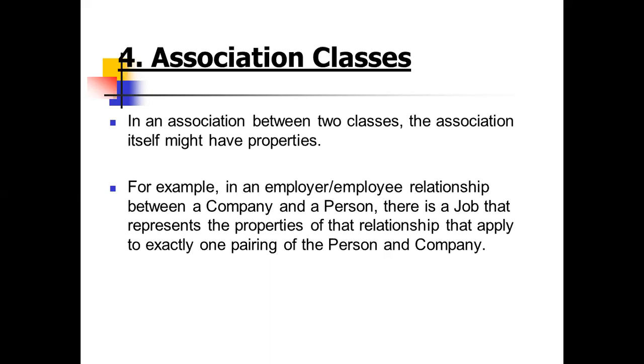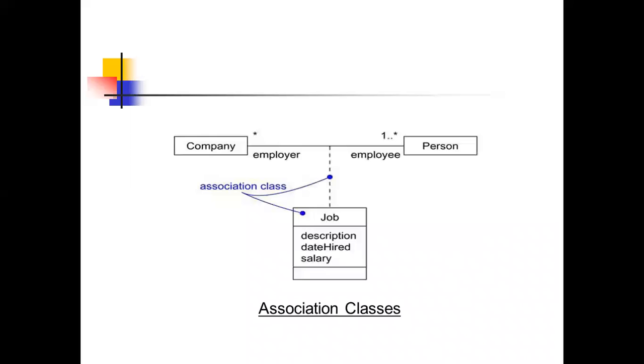Okay, an association that contains attributes but does not directly participate in relationships with other classes is called an attribute association. This association class is used to emphasize the relationship between two classes. Here you can see the example: in an employer and employee relationship between a company and a person, there is a job that represents the properties of that relationship that apply to exactly one pairing of the person and company. Here you can see there are two classes, company and person.